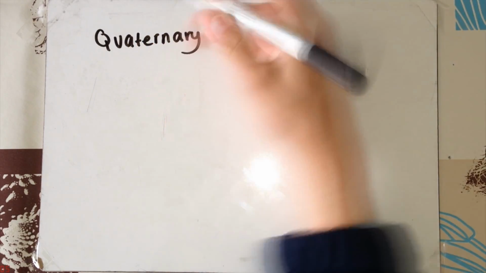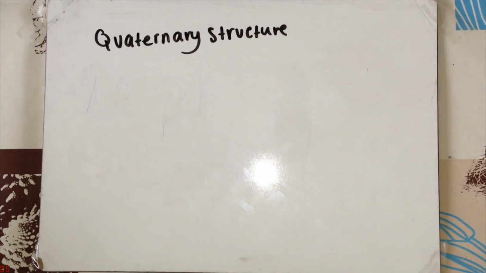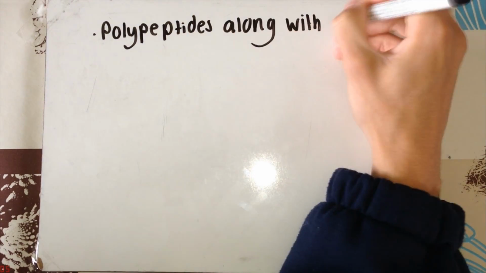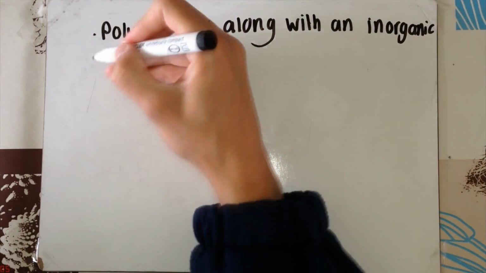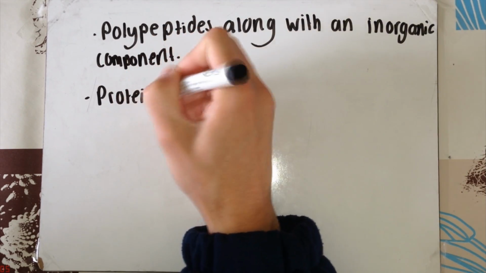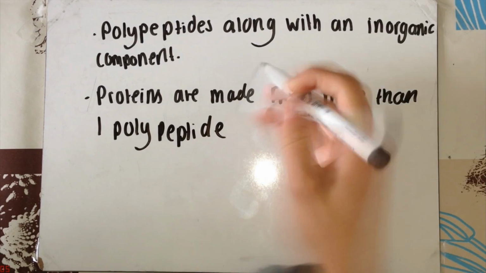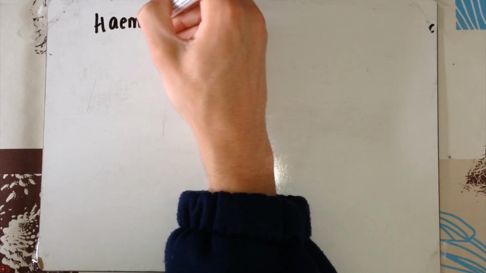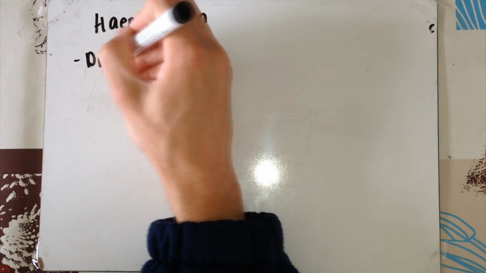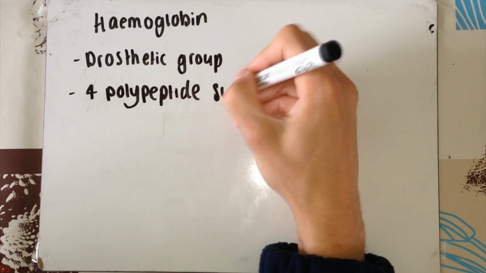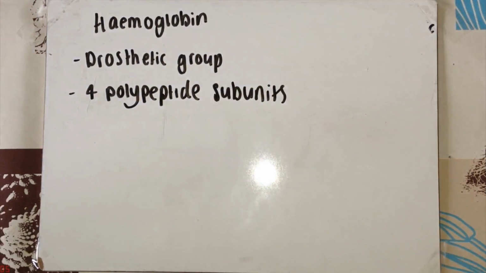Today's video, we're going to talk about quaternary structure of two very common proteins. Quaternary structure refers to a number of things. It could be where a polypeptide subunit has an inorganic component, a prosthetic group, or it could just be where a protein is made up of many different polypeptide subunits. The first protein I'm going to talk about is haemoglobin. Haemoglobin has a quaternary structure, not only because it contains a prosthetic group, but it also has 4 polypeptide subunits.